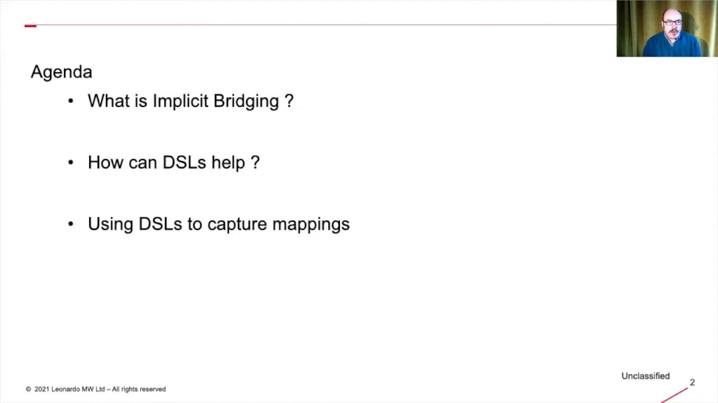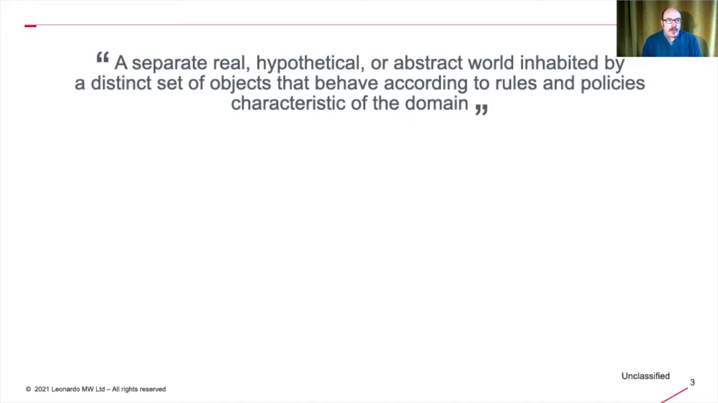So what is implicit bridging? Well, let's start from the beginning. The definition of a domain: a separate real, hypothetical or abstract world inhabited by a distinct set of objects that behave according to the rules and policies characteristic of the domain. A very simple statement, but I find it really profound. To me, domain separation is the key to model longevity, stability and reuse, and it's what sets xtUML apart from some of the other techniques that are available in the world.